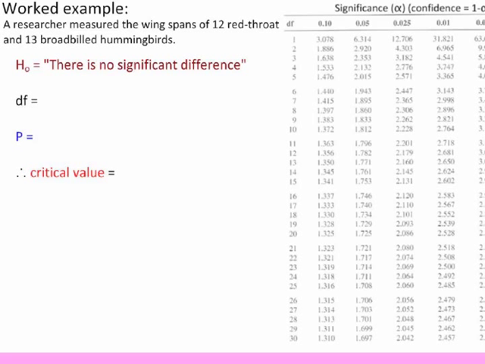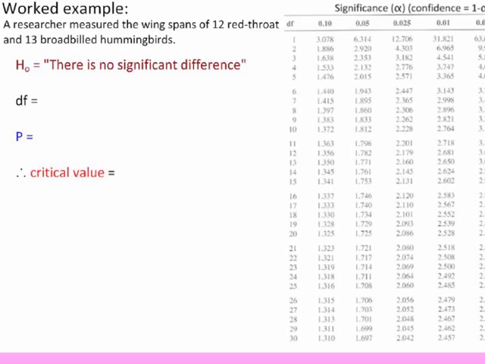Let's look at another worked example. Here we have the table on the right-hand side, and you can see the degrees of freedom are from 1 to 30, and then the values of p are on the top, so that we can look at the corresponding columns. In this worked example, a researcher measured the wingspans, that means how much the bird measures from one tip of the wing to the other tip of the wing, of 12 red-throat and 13 broad-billed hummingbirds. Our null hypothesis is that there is no significant difference.